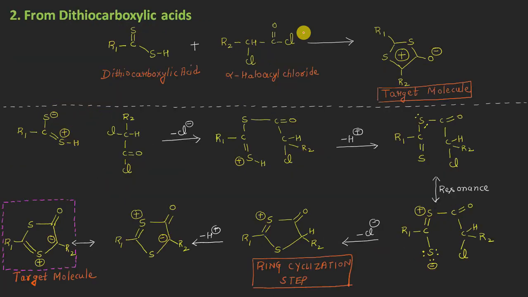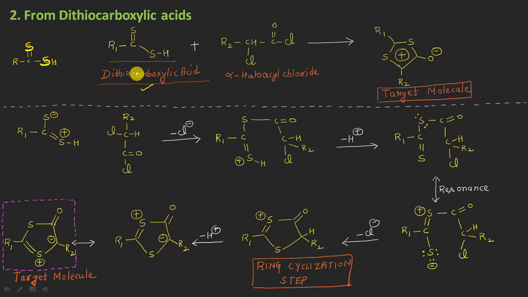And now let us have a look at the second method, which starts from the dithiocarboxylic acids, which have a structure like this. We can even compare this dithiocarboxylic acid with our regular carboxylic acid, which is RC double bond O single bond OH. So what is new in this dithiocarboxylic acid? The two oxygen atoms of the carboxylic acid have been replaced by two sulfur atoms in this way, and it becomes a dithiocarboxylic acid from a regular carboxylic acid.